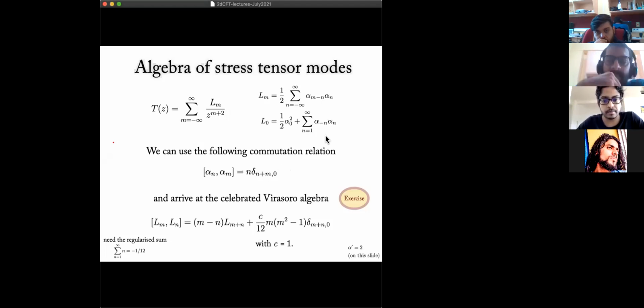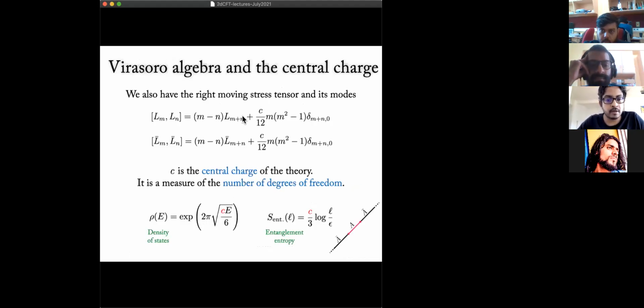Now you can check as an exercise that if you use these expressions for the stress tensor modes, and you use this commutation relation between the alphas, you arrive at this algebra. Okay, so you arrive at this Virasoro algebra with the central charge c equal to 1. I'll come to what the central charge is, but you get this form of the Virasoro algebra. There might be some regularizations which you need to do in order to arrive at this central term. Okay, so this is the Virasoro algebra.